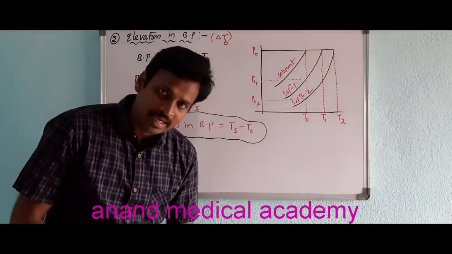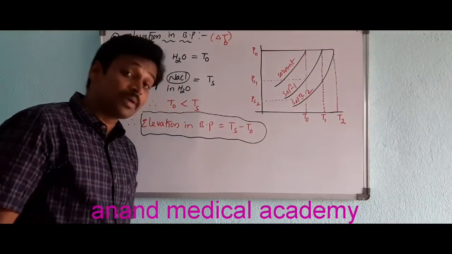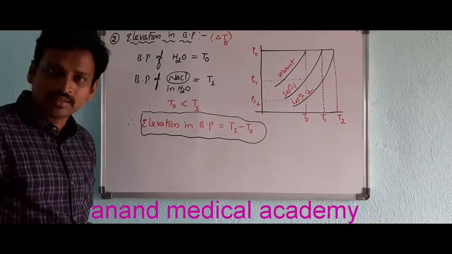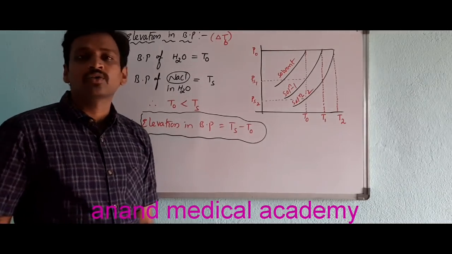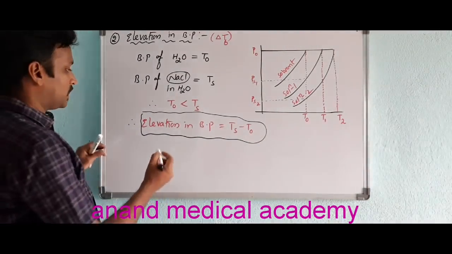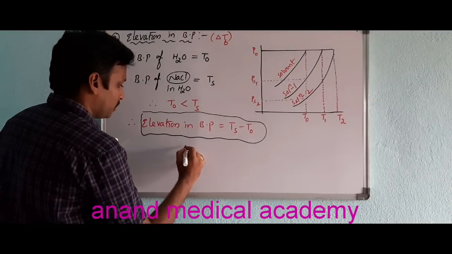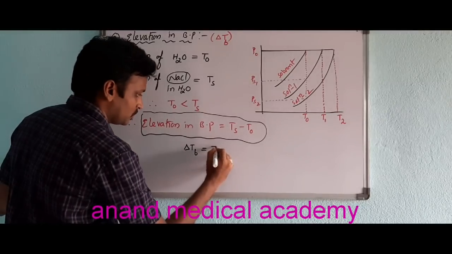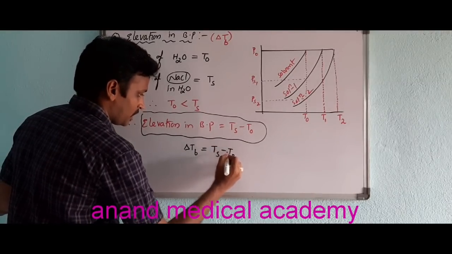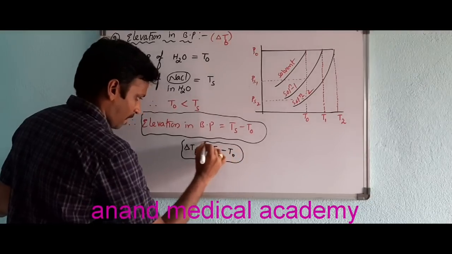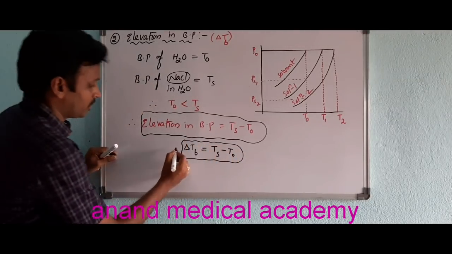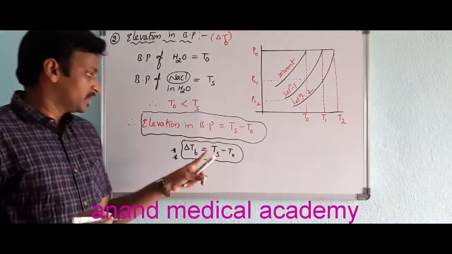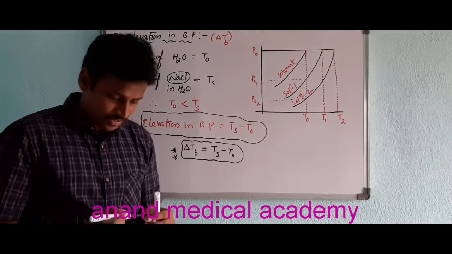Sir, why Ts minus T naught? Why not T naught minus Ts? Which is big, I told you. Ts is big. Certainly Ts minus T naught only we have to take. So what exactly is the elevation in boiling point, delta TB? Delta TB is equal to Ts minus T naught. It's very important. Delta TB is equal to Ts minus T naught.